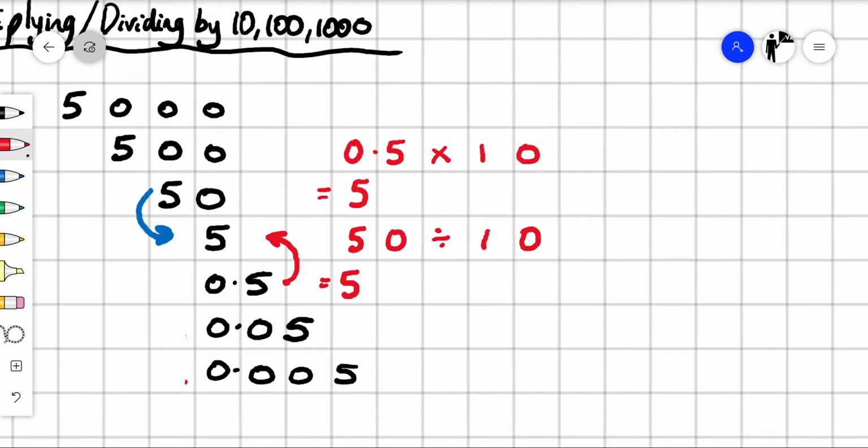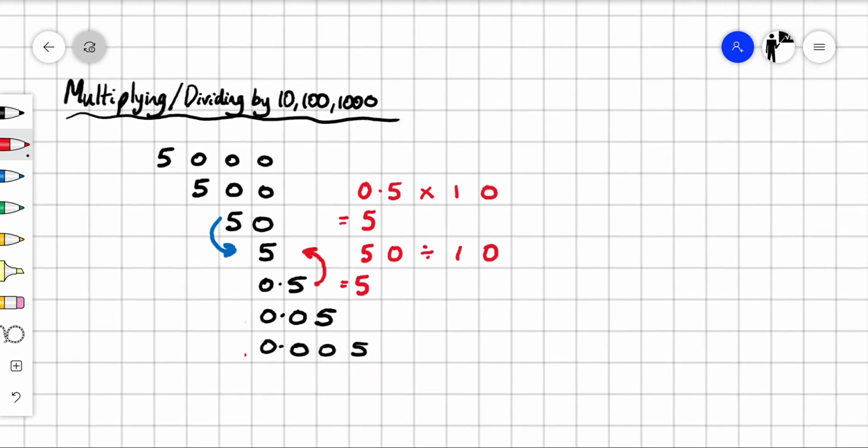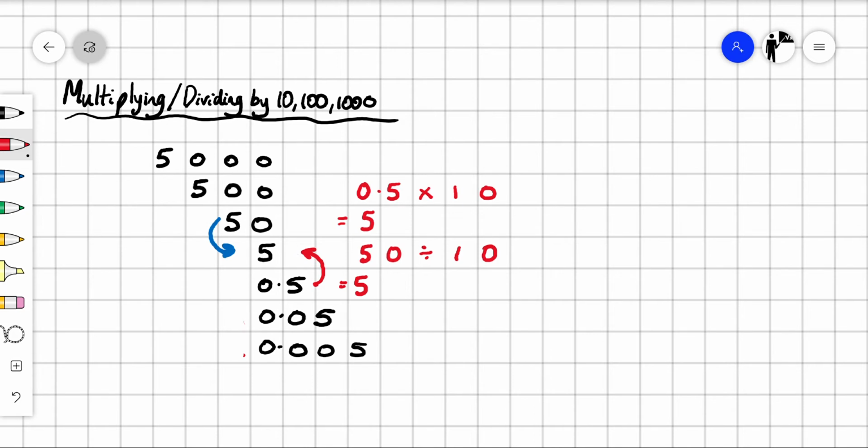What about if we have a look at another example? What if we did 0.05 times 10? Well, here's 0.05, and if I multiply this by 10, it's going to move up one place. Okay, so that's going to be 0.5. Do you see that? Every time we multiply by 10, we move up one place, divide by 10, we move down one place.